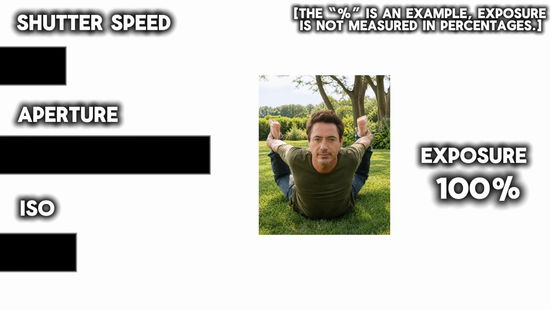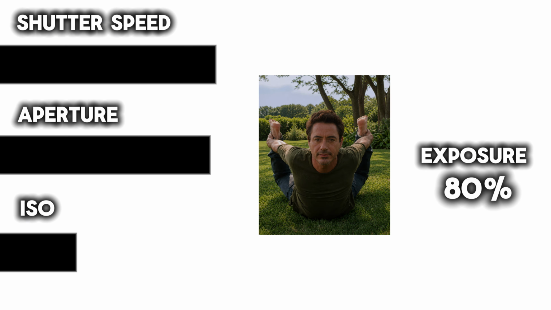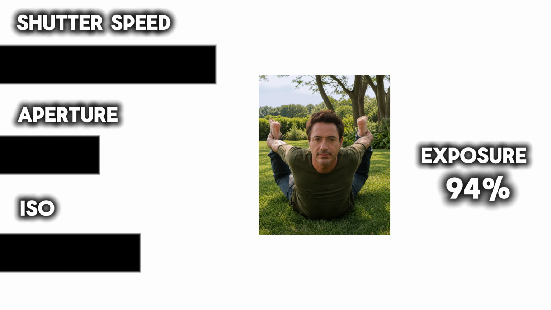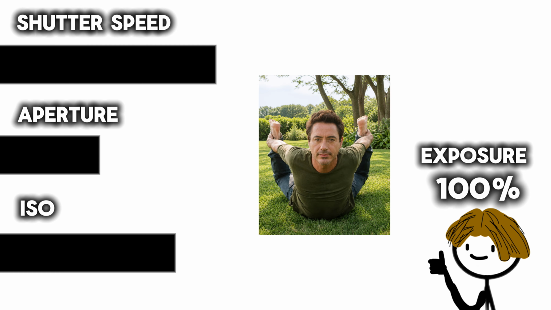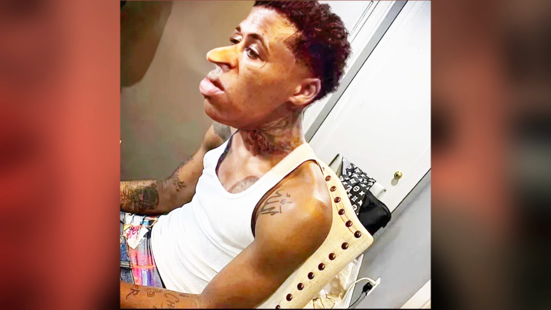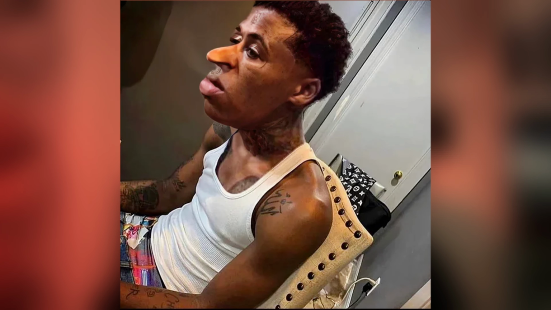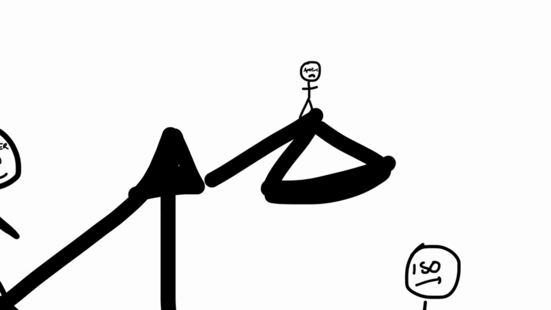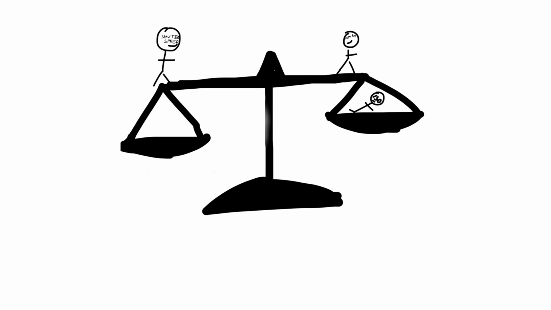Now here's where it all comes together. The exposure triangle means these three settings are connected. If you change one, you often need to adjust one or both of the others to keep the same exposure. For example, if you widen your aperture to let in more light, you might need a faster shutter speed or a lower ISO to avoid overexposing your image. Think of it like balancing a scale. More light from one setting means you need to compensate with less light from another.